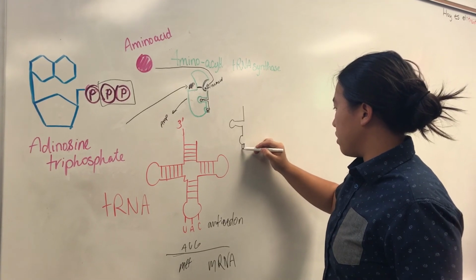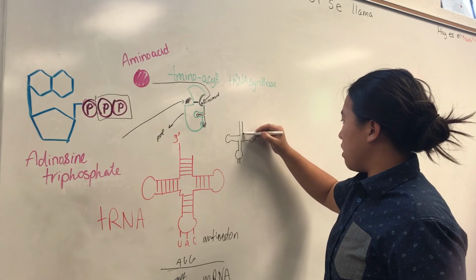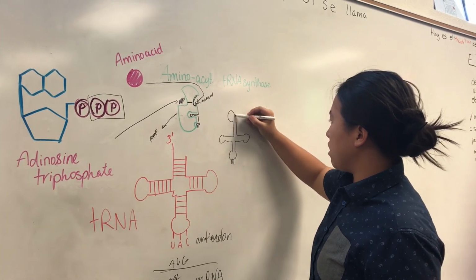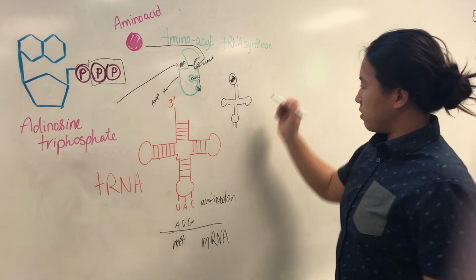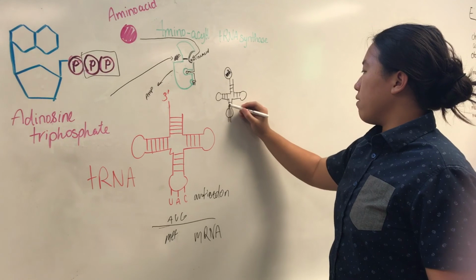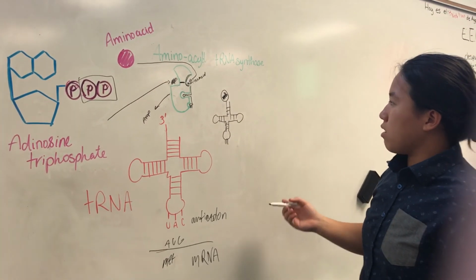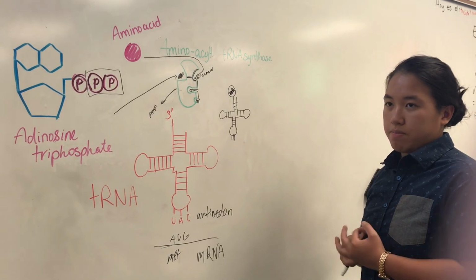So here's the tRNA simplified with the anticodon, right? And the addition of this would be the amino acid methionine. Now this tRNA is charged, it's ready to go. It can go find the ribosome, fit into the ribosome, and create a polypeptide chain.